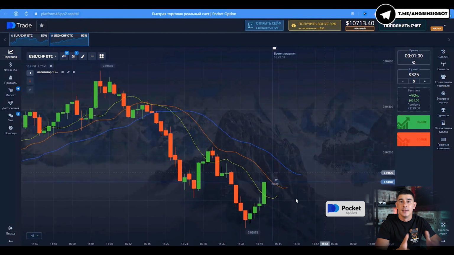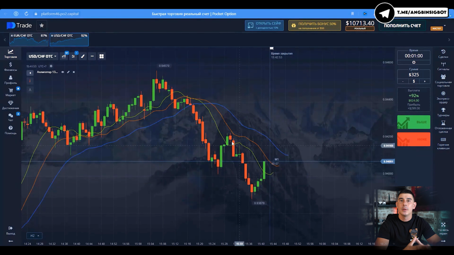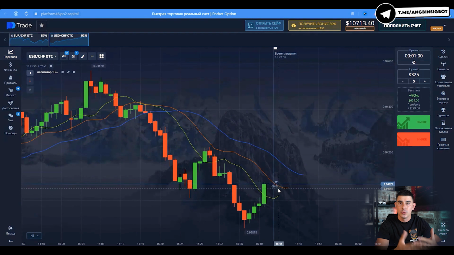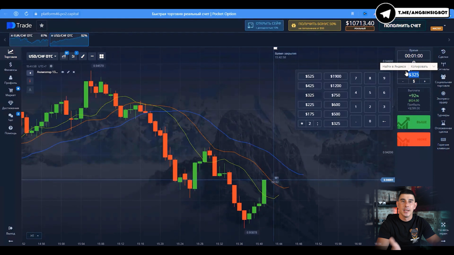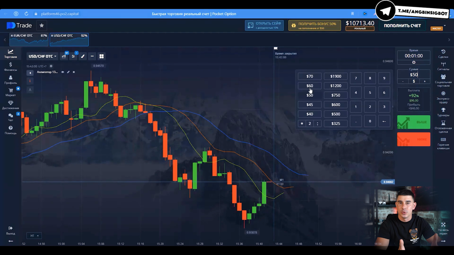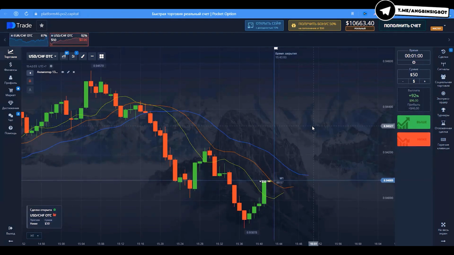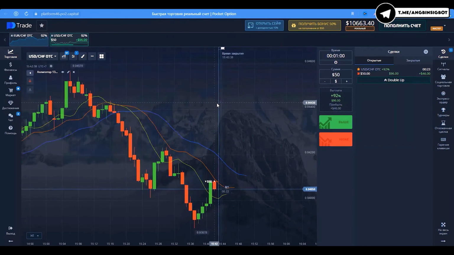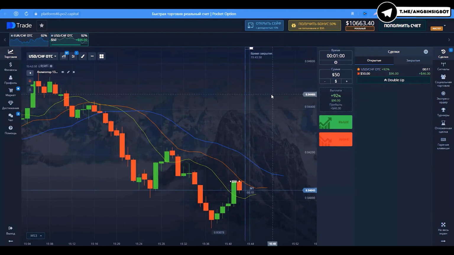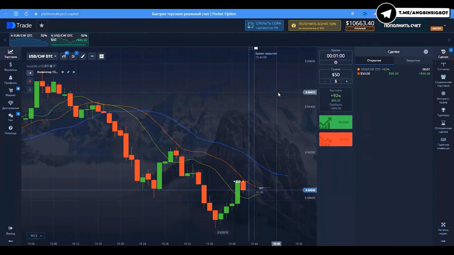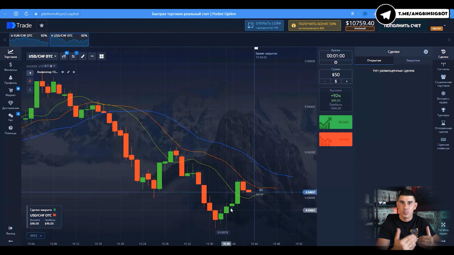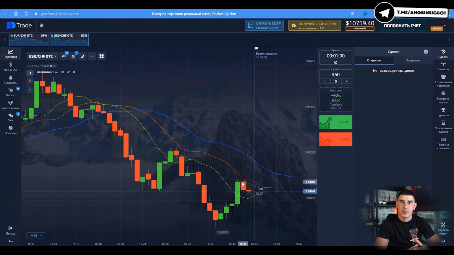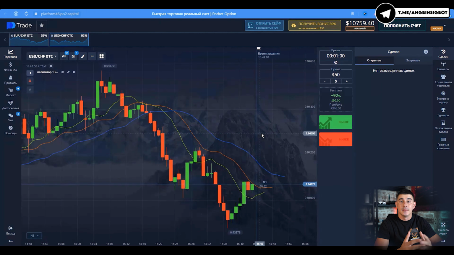Here is a suitable asset. The moving averages are clearly trending down. The price has already approached the moving averages, so we just need to wait for the candle to close and then enter a new position in the downward trend. The trade successfully goes into profit. This candle approached the lines, then I waited for its completion and entered for a decline. Let's move on.